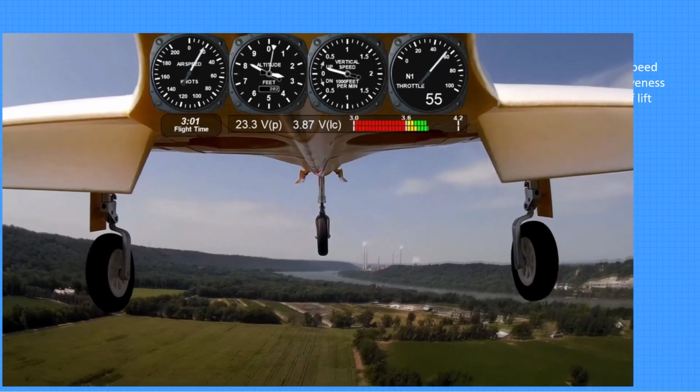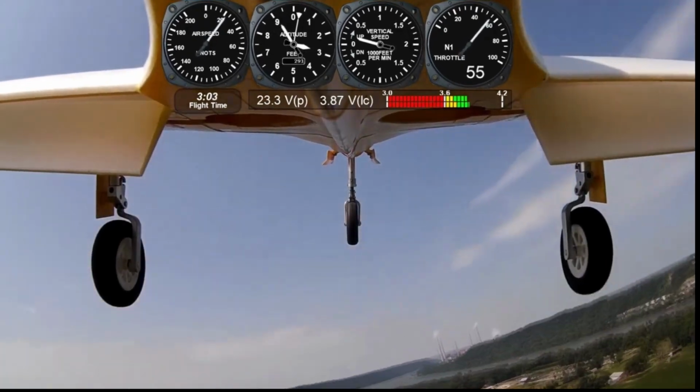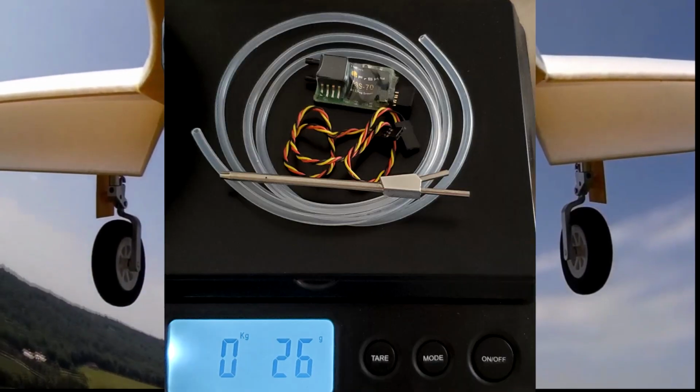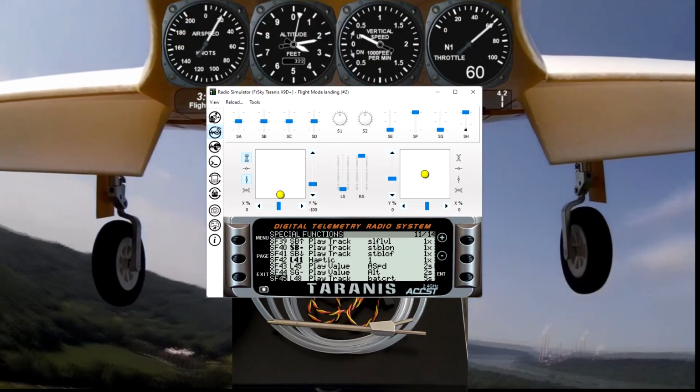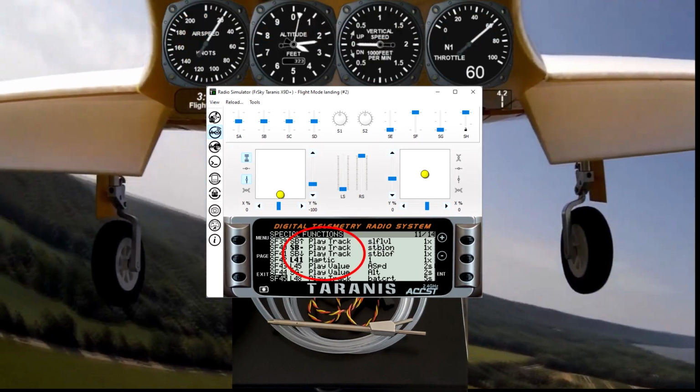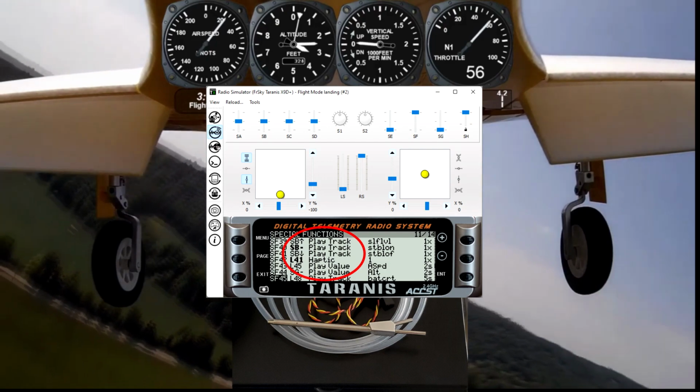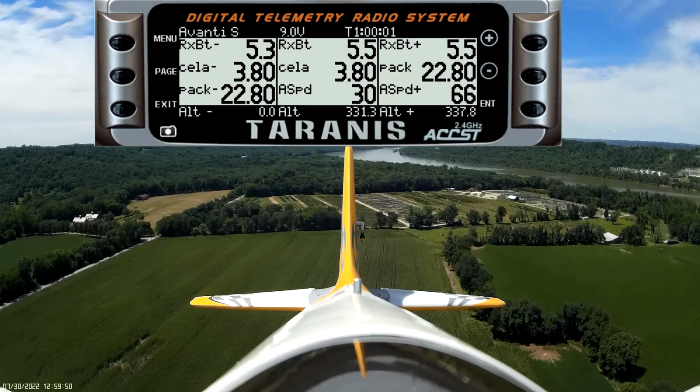Buffeting will precede a stall. This may be hard to spot, except on a calm day. If you add an airspeed sensor and your radio has haptic feedback, you can program a stick shaker to mimic the shaking on board. Then you'll have a visceral warning of an impending stall.